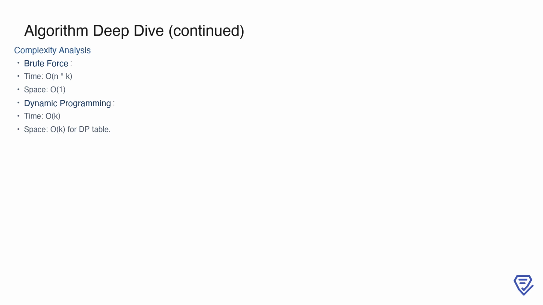The brute force solution has a time complexity of n*k, where n is the upper limit and k is the average number of bits in the binary representation of numbers up to n. It uses constant space, so its space complexity is O(1). On the other hand, the dynamic programming approach is much more efficient, with a time complexity of O(k), where k is the number of bits in n. The space complexity of this approach is also O(k), because we use a dp table to store intermediate results for binary strings of different lengths. This optimized approach ensures scalability even for large input sizes, making it a significant improvement over the brute force method.